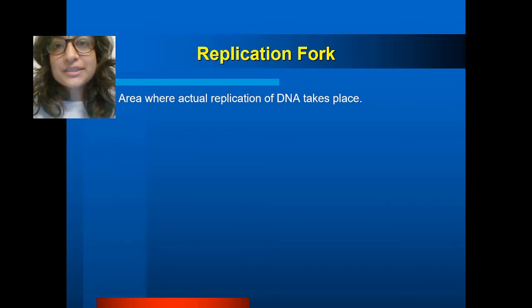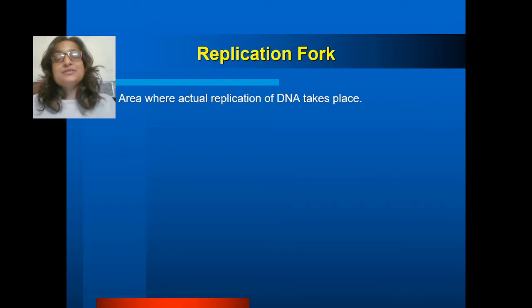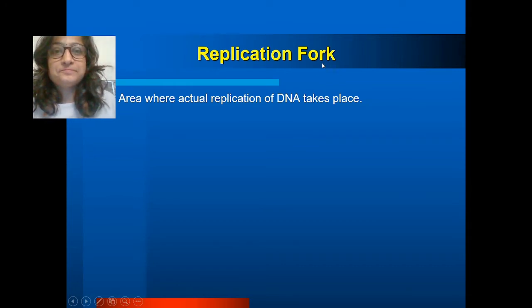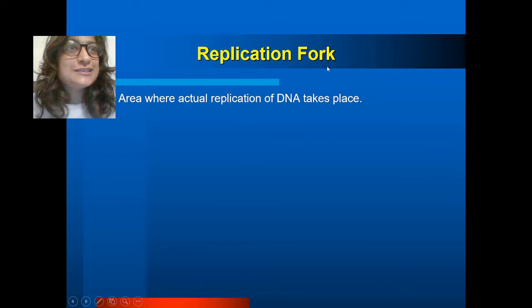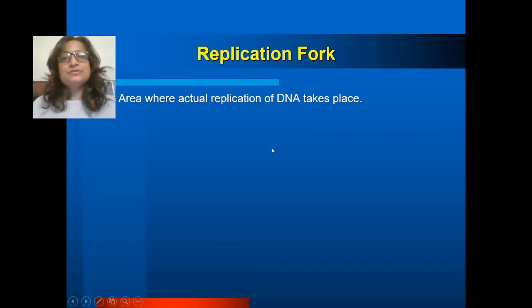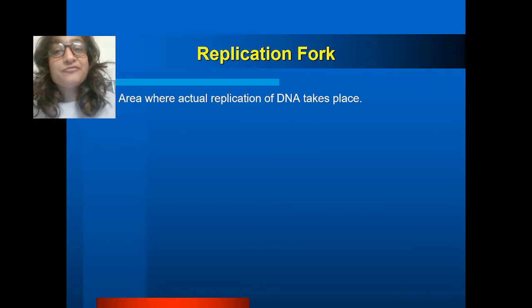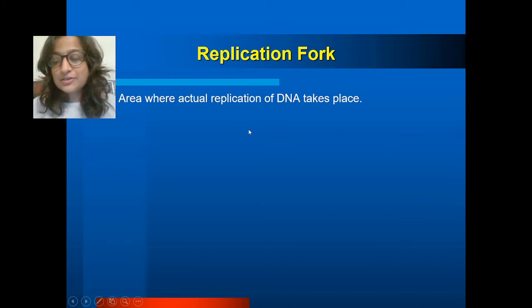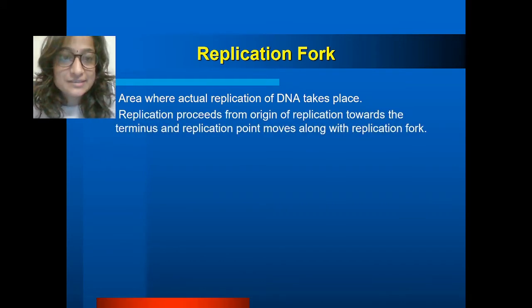Now there is another important term to understand DNA replication, that is called the replication fork. Now what is this replication fork? Very simple, if you look at the term fork, it actually resembles a fork, yes. So the structure is a Y-shaped structure, and it is the area where actual replication of DNA takes place. So the replication fork is nothing but the area where actual replication of DNA takes place.